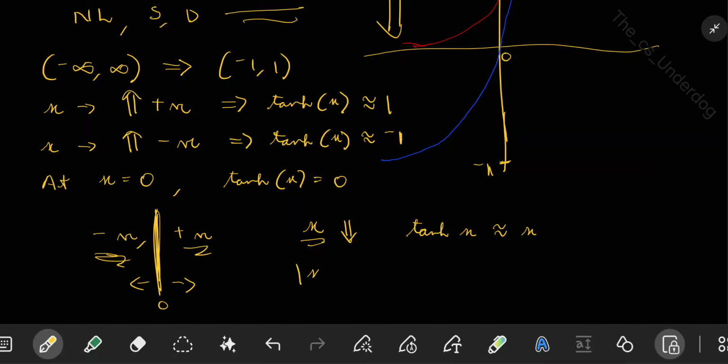But when your mod x increases. Why did I put mod? Because if it is positively increasing or negatively increasing, in both cases what happens, it saturates towards the upper point, that is -1 or 1, whichever it be. It saturates, and then one problem arises. This is called the vanishing gradient problem. This is what we had discussed in case of the sigmoid function as well.